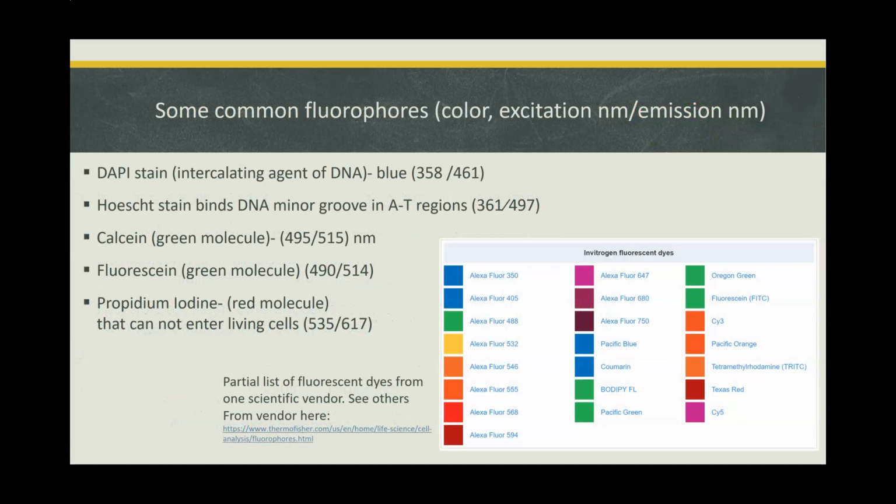This slide lists a few of the common fluorophores, but there are very many available. For example, DAPI emits blue light when excited and is used to stain the nucleus because it intercalates between the DNA strands. The Hoechst stain also binds DNA and emits a blue-green color. Calcein and fluorescein, also known as FITC, emit a green color, and propidium iodide emits red. This image on the right shows the color emitted by quite a few of the different fluorophores available commercially, but there are many more as well.